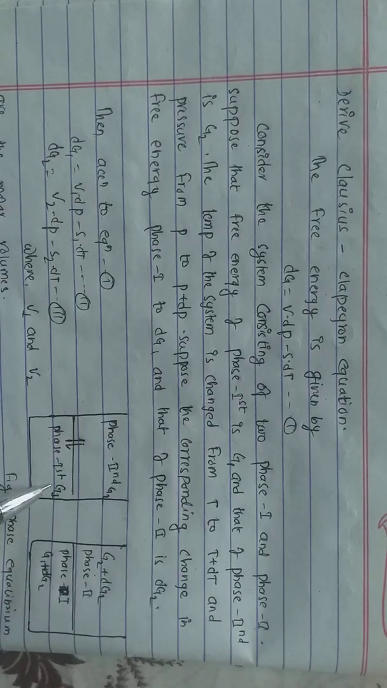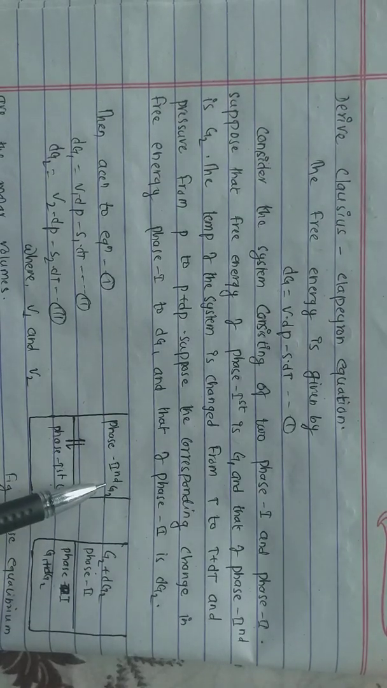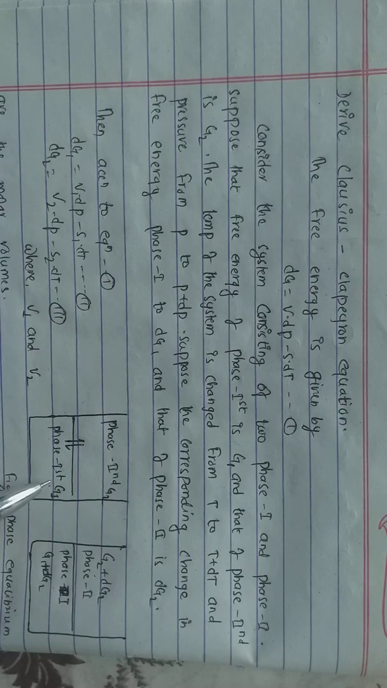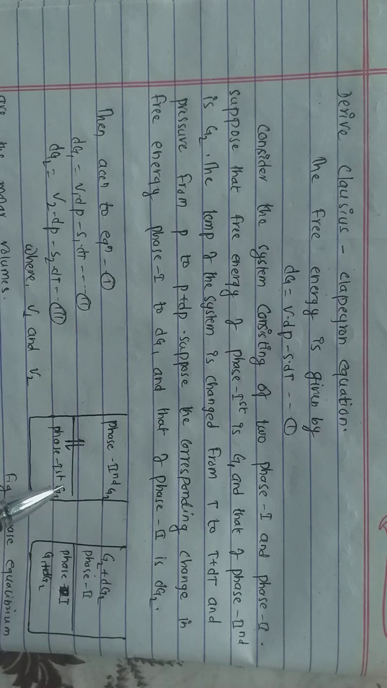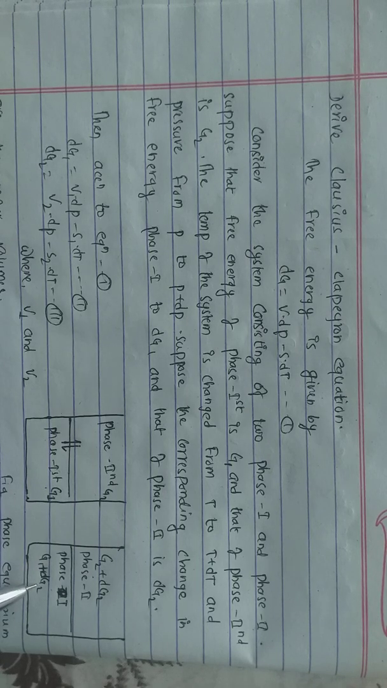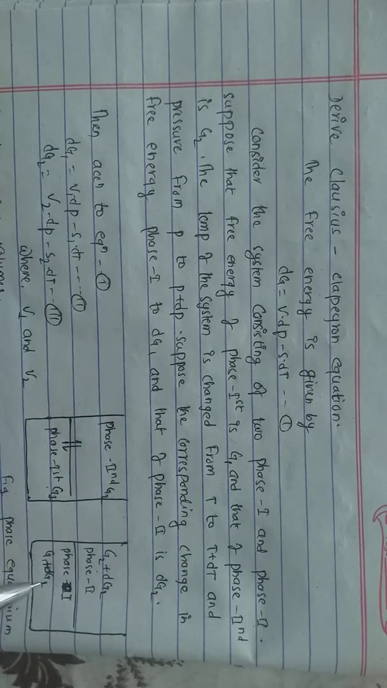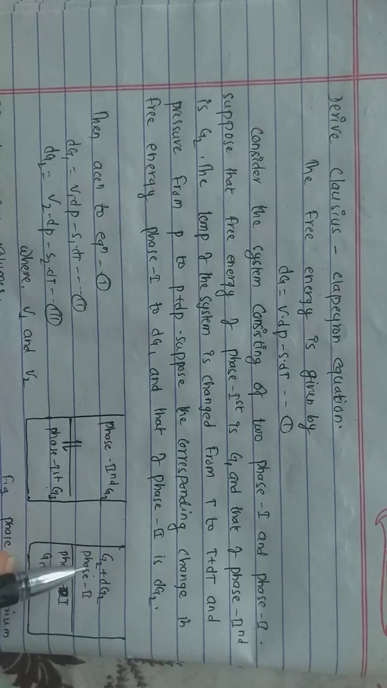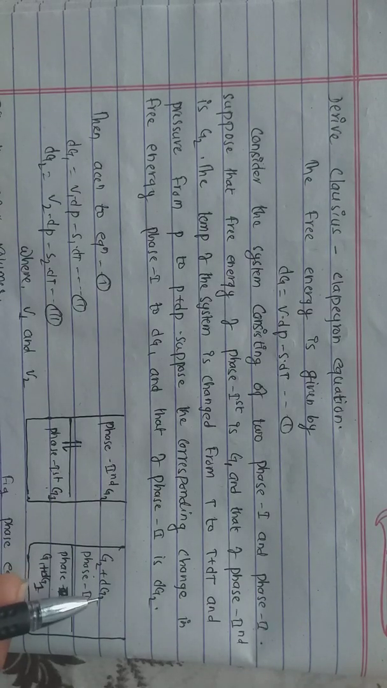The phase first has G1 and phase second has G2, and a very little amount of free energy is added, that is G1 plus dG1 for phase first, and G2 plus dG2 for phase second.